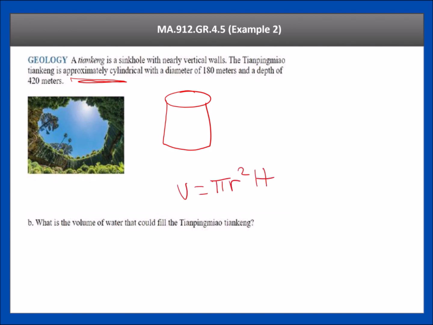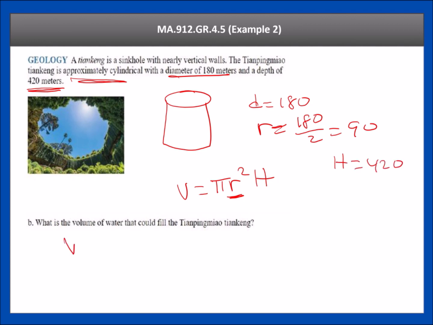Okay. So the radius, they said that the diameter is 180. So if the diameter is 180, that means the radius is half of that, right? So it's 180 divided by 2. The radius is 90. Okay, so we got to plug that in. And then the depth is 420, so that's like the height. So we know that the height is 420. All right, so we got the volume as pi times 90 squared times 420. And that will be the volume of water that it could fill. So 90 times 90 times 420 times pi, 3.14.